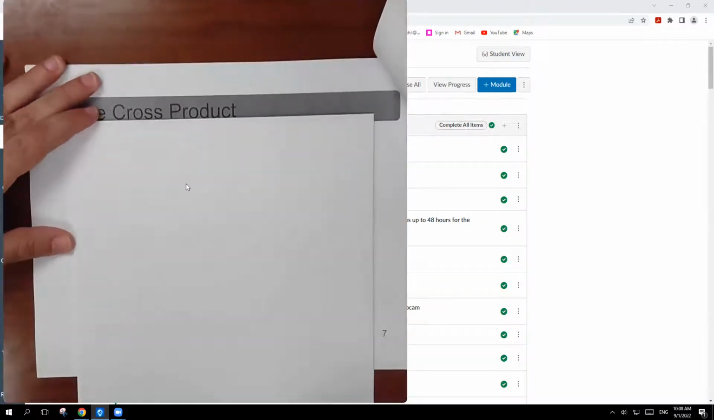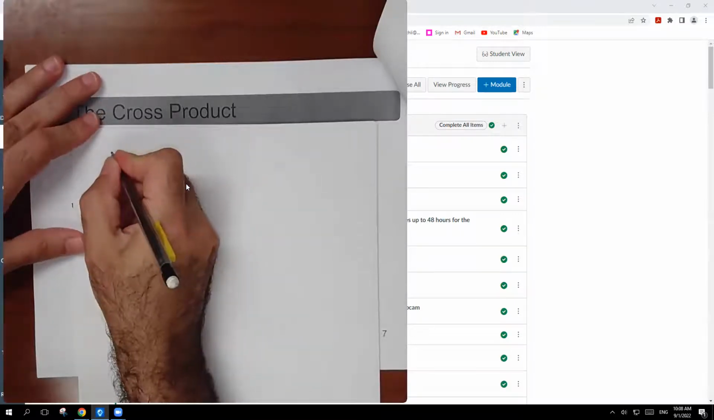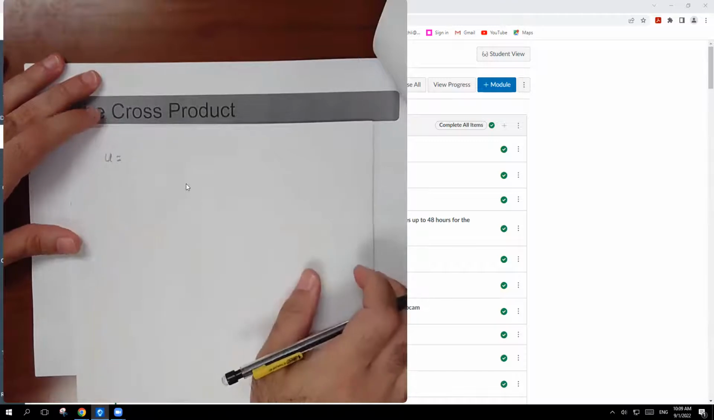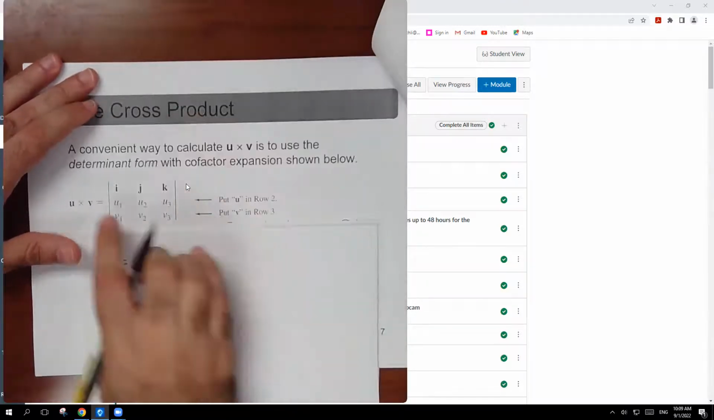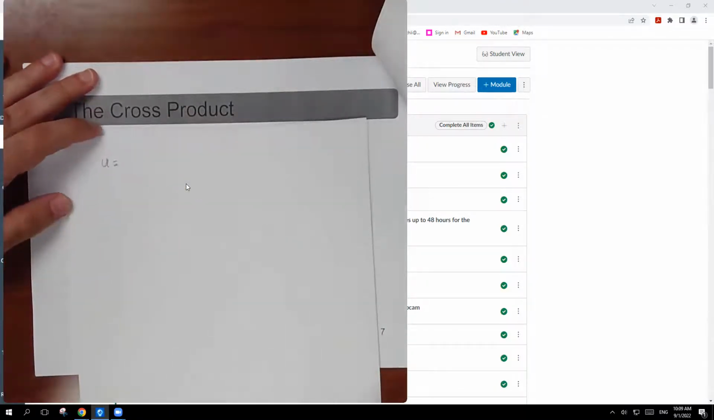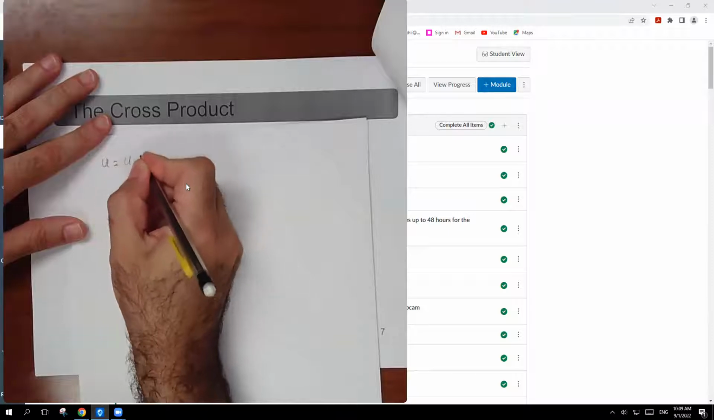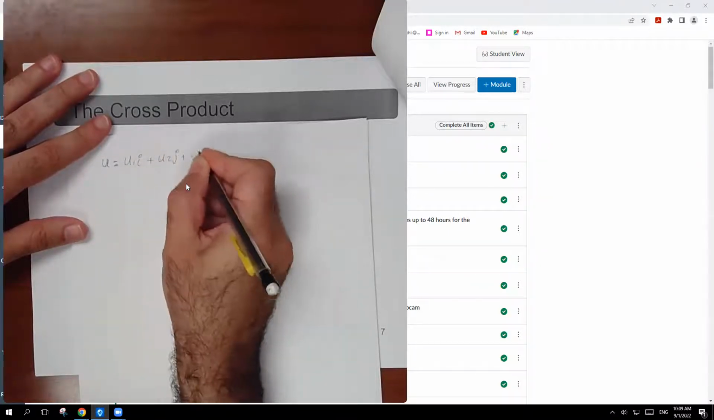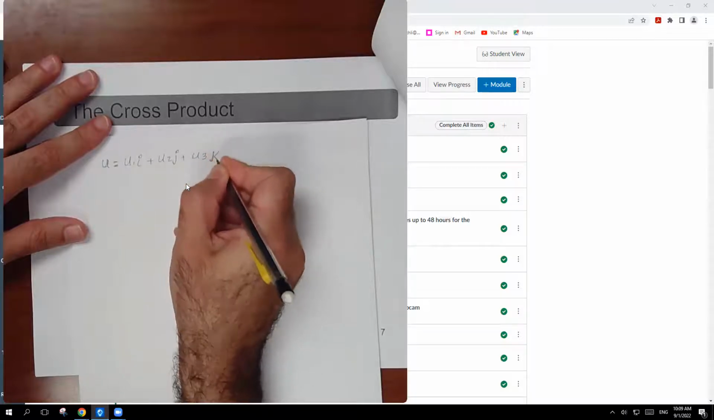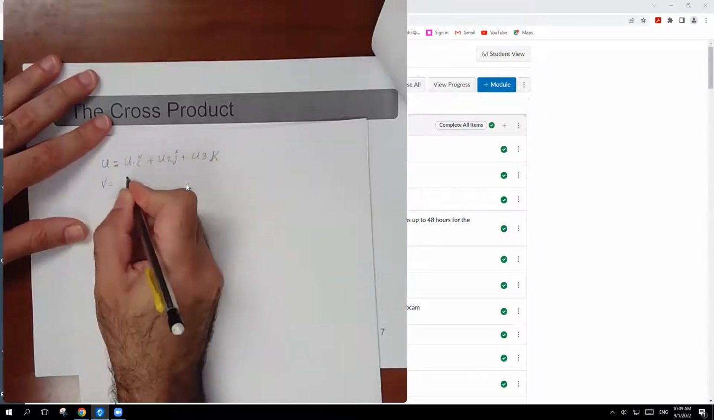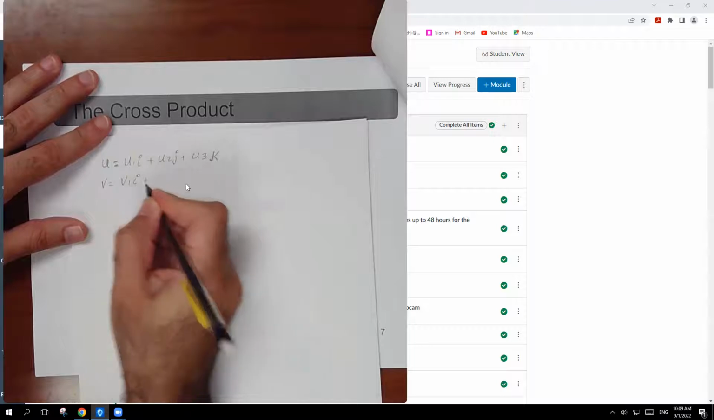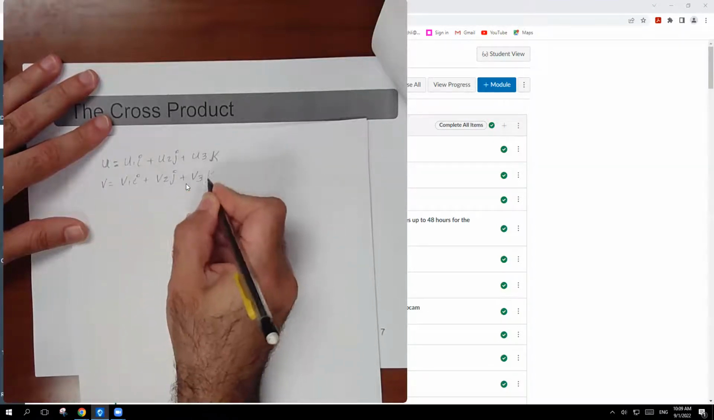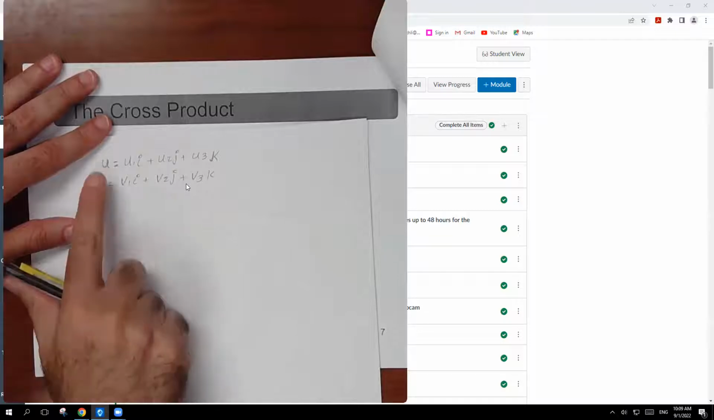If you have 2 vectors, let's say u, we're going to write down the vector with the components i, j, and k. Exactly that's what they asked. So u1 i plus u2 j plus u3 k. And let v equal v1 i plus v2 j plus v3 k. So this is u and v.